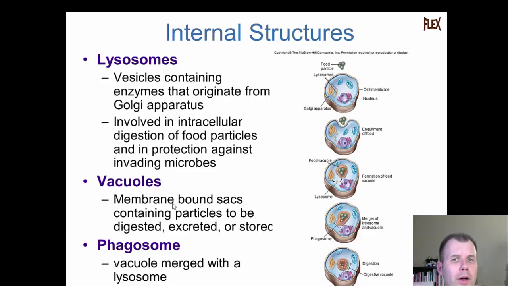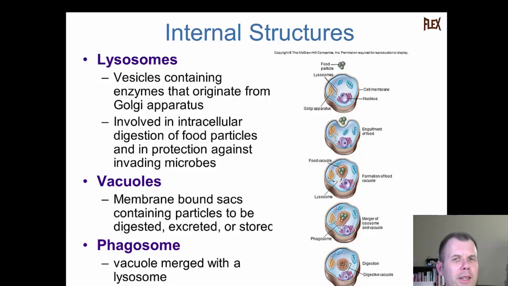Vacuoles are basically membrane-bound sacs to store food or liquid inside the cell. So you talk about vacuoles all the time, storing things. And then here's the phagosome down here. And again, that's the vacuole, which basically the food is brought into the cell, or the pathogen or some of these other things that are brought into the cell. And then the lysosome and the phagosome combine, and then that's where the digestion or eating takes place.